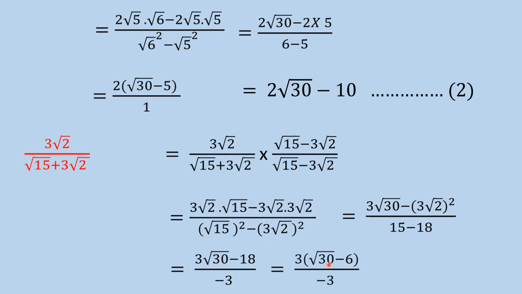This 3 and 3 will cancel out. We get the final answer as minus root 30 plus 6, because the minus sign is outside the bracket. So when we open the bracket, this root 30 will become minus root 30 and minus 6 will become plus 6. This is our equation number 3. So now we have the solutions of all the 3 rational numbers.